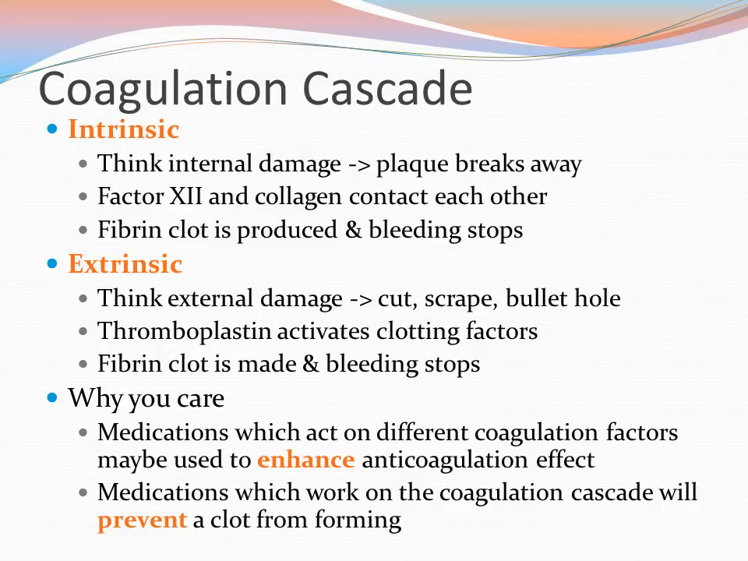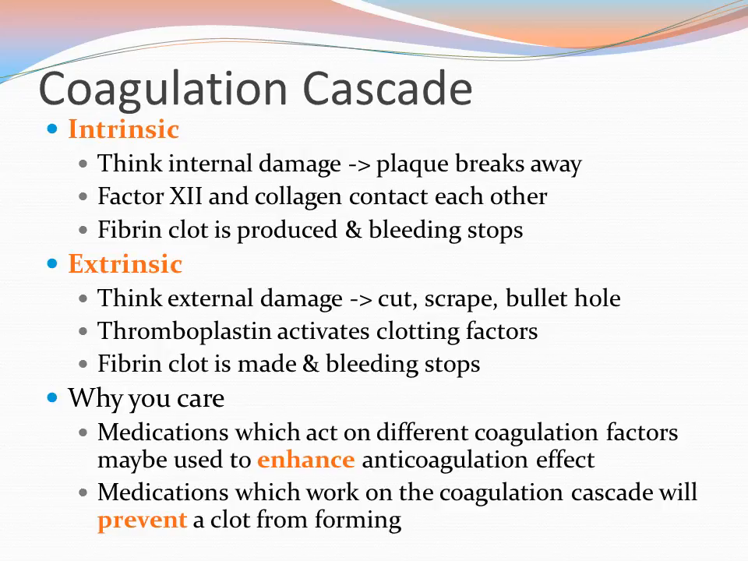How this works is when the internal wall opens up, it exposes a substance called collagen. And within your blood, there's a whole bunch of different factors. One of those factors floating around throughout your body is called factor 12. When factor 12 comes in contact with that exposed collagen, it triggers the fibrinogen cascade to start building a fibrin clot. So you have a clot that acts as a band-aid over that portion of the injured tissue so that you don't bleed out into the surrounding tissue. So intrinsic is formed from within the vessel itself.